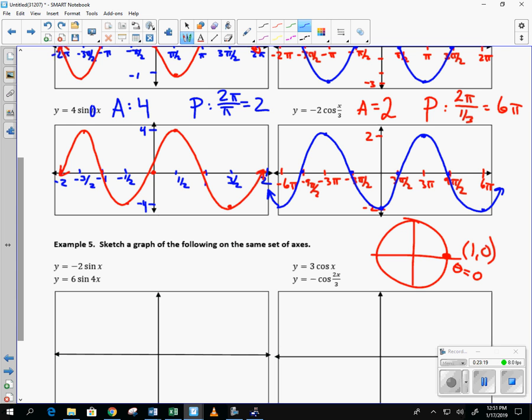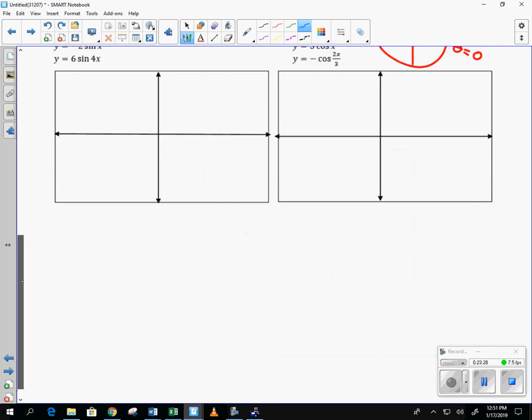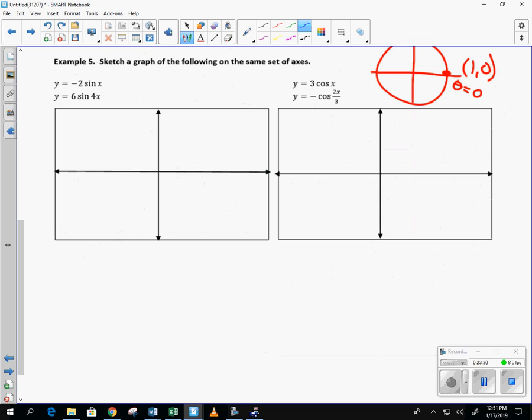Are you hanging in there? So let's not do the very last example, but let's do just this one right here, because we're going to put both graphs on the exact same set of axes.